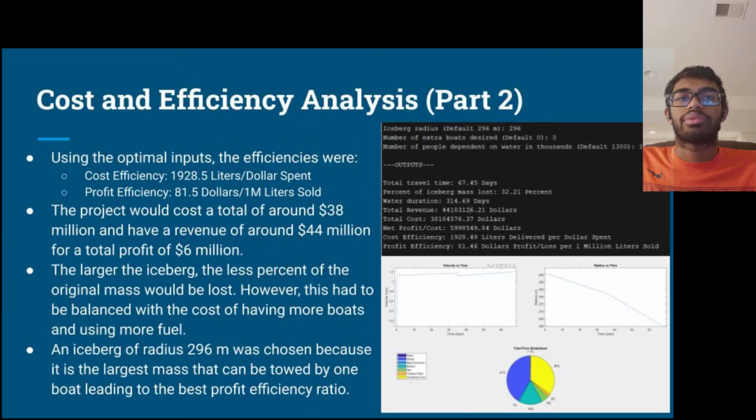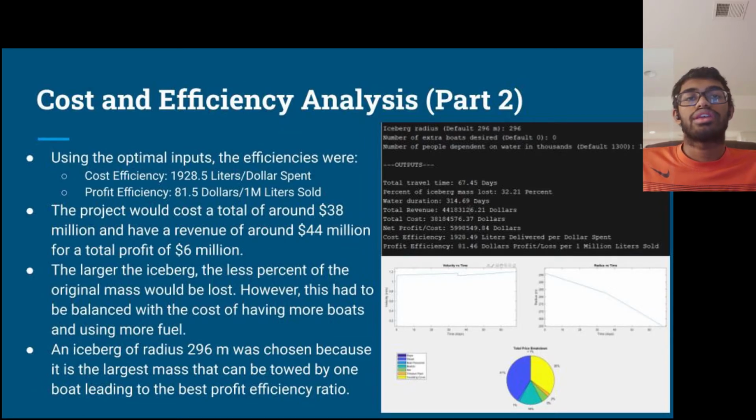So using the optimal inputs, we calculate the cost efficiency to be 1,928.5 liters per dollar spent, and the profit efficiency to be $81.50 per 1 million liters sold. So the project will cost us a total of around $38 million and have a revenue of around $44 million, giving us a profit of $6 million.